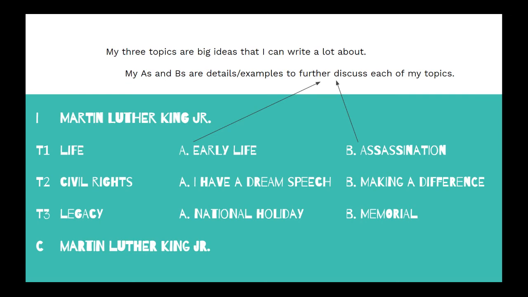Now, my A and B details further discuss each of my topics. For my main topic 1 of life, I have 2 categories, his early life and his assassination. When it comes to T2, civil rights, I can have all of my A details be about his I Have a Dream speech, and all of the B details be about how he made a difference.